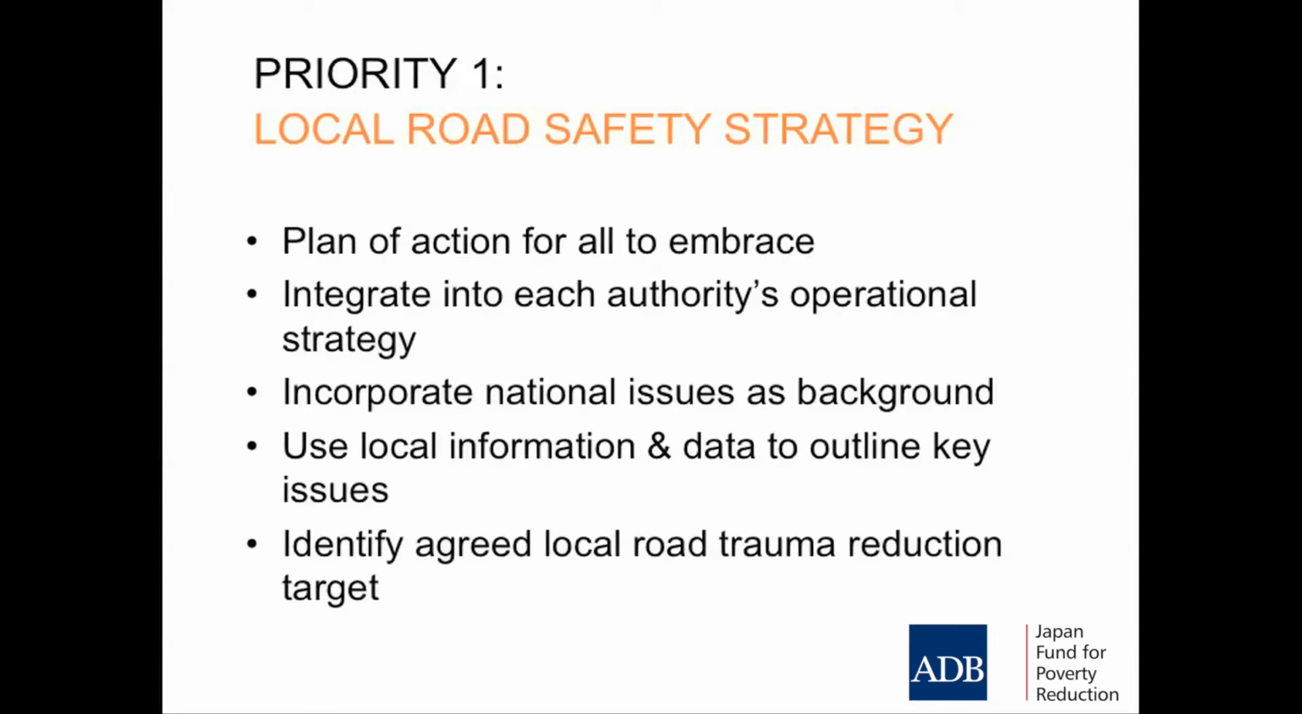Okay, what's our first priority in the community road safety program establishment? Let's have the strategy. What do we need to do for the strategy? It's a plan of action. That's the first thing. We understand it's a plan of action. The second thing is to see if you can get components of your road safety strategy integrated back into the broader strategy of each of the contributing agencies.